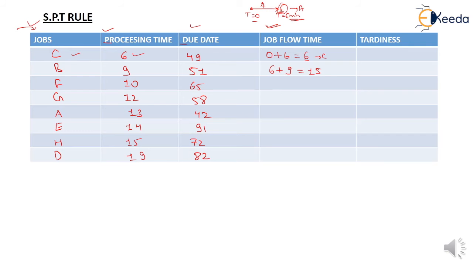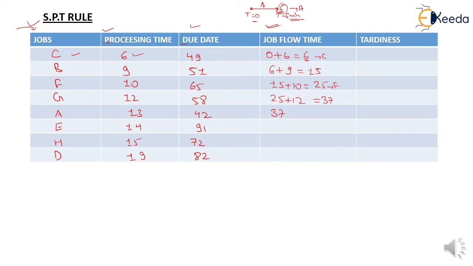Clear to all? Similarly, after the 15 minute our machine is free. So after 15 minute the job F is inserted, and the processing time of F is 10. So calculate this, it is 25. 25 is the job flow time for F job. Similarly, after 25 minutes our machine is free. We add the processing time of G job and calculate this as 37, which is the job flow time for G.